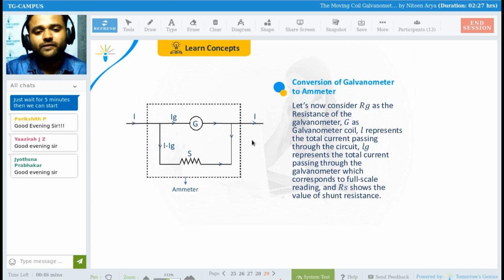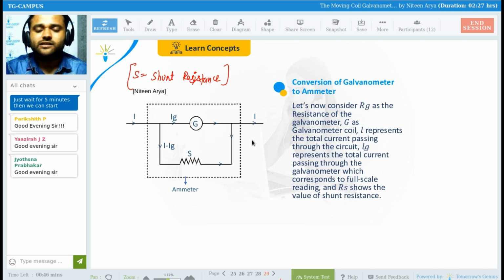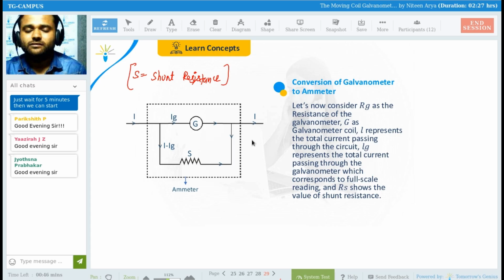So this is your galvanometer. If it is converted this way, with a parallel resistance, a shunt resistance, S here is nothing but the shunt resistance. Shunt means a very small resistance. So if it is connected this way, it behaves like an ammeter. Nothing more than that. IG is the galvanometer current, so obviously this is going to be I minus IG. Here we have a voltage drop which is S into I minus IG.